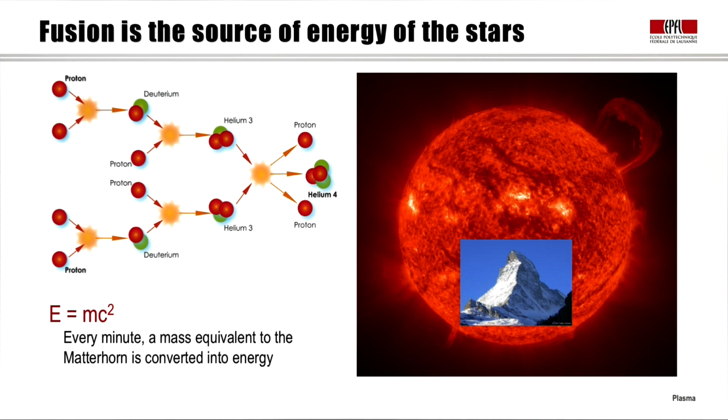So that creates a mass defect, which, according to the equation E=mc², coming from the Einstein relativity, of course, corresponds to energy. And to give an idea of what happens in the sun, every minute, a mass that is equivalent to the Matterhorn mountain is converted into energy.